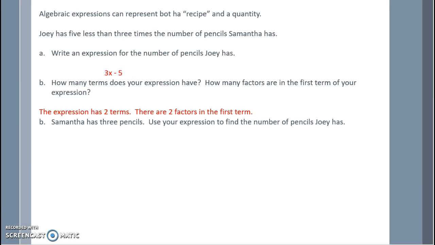Let's say Samantha has 3 pencils. Use your expression to find the number of pencils Joey has. We will plug in 3 or substitute 3 in for the variable. 3 times 3 is 9. Adding to 5 is 14. So Joey has 14 pencils.